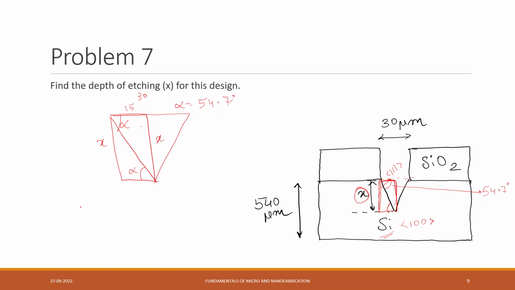So from trigonometry, we know that tan alpha will be perpendicular by the base. So essentially we have to calculate tan 54.7, 15 into the value of x here. So let's calculate that. I will use the calculator on this.